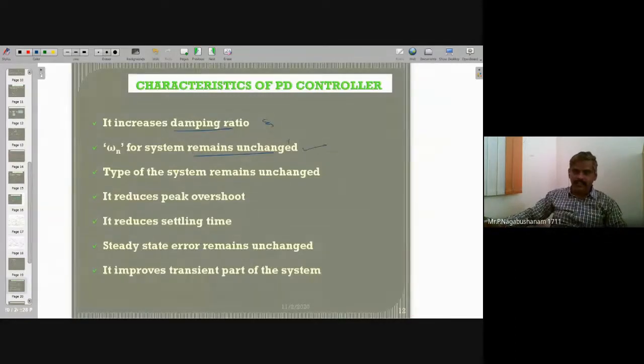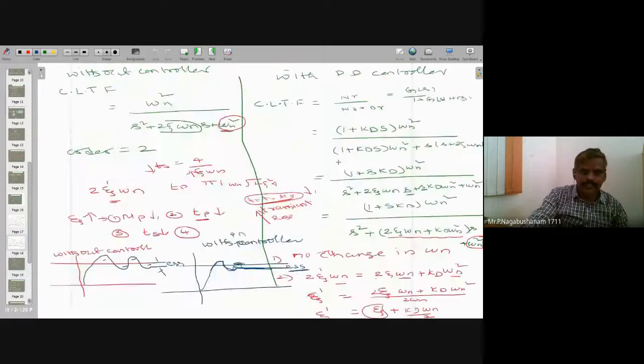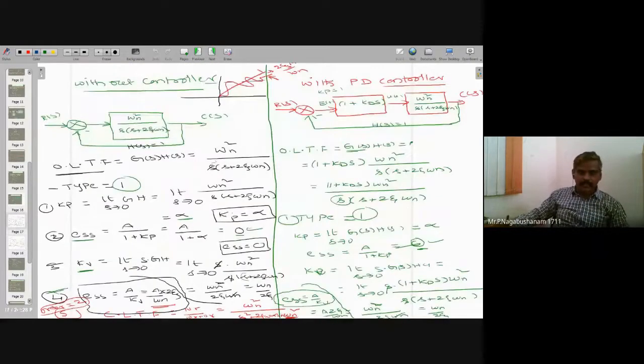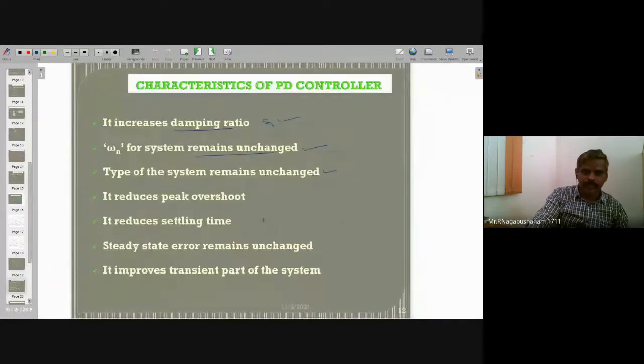It is also given in the explanation: the type of a system remains unchanged. It is a type 1 system. PD control will not change the type number. Then it will reduce the peak overshoot.